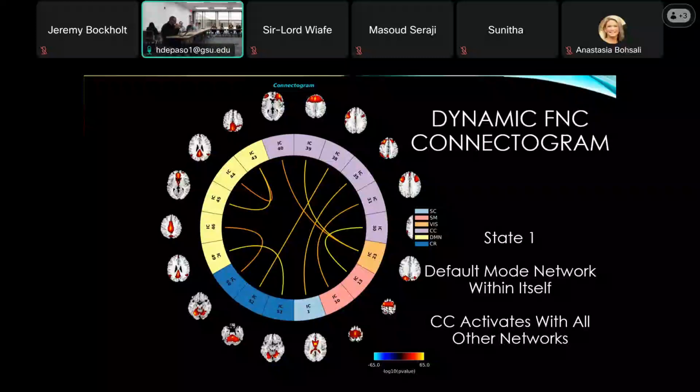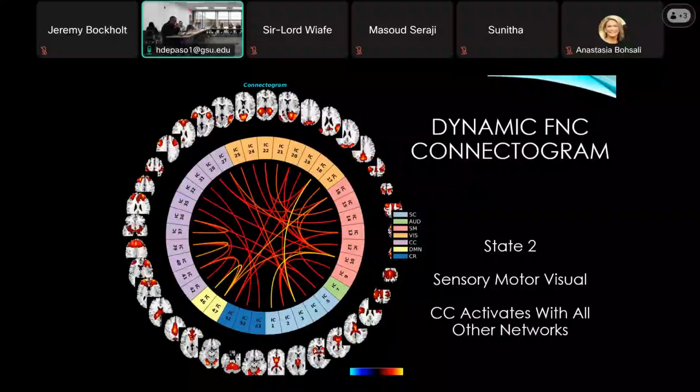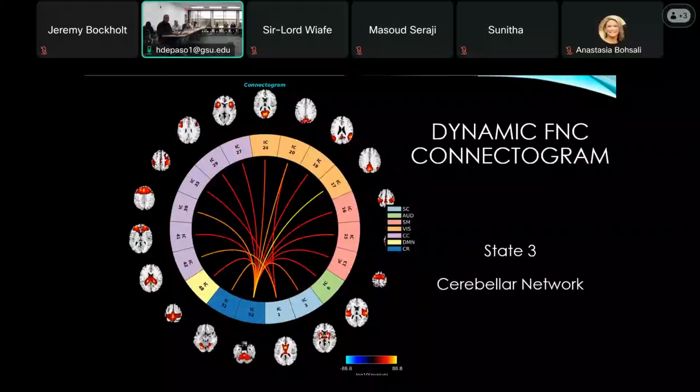So yeah, the cognitive control activates all the networks. I'm going to try to breeze through these time-wise. Here is state 2 with the sensory, motor, visual connectivity. Is it the same rough scale for the colors? The threshold's the same. Yeah. And then I'm going to go to the third state if everybody's done with this one, which is this stuff.